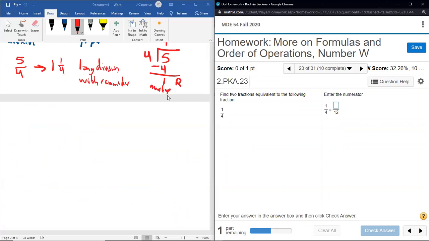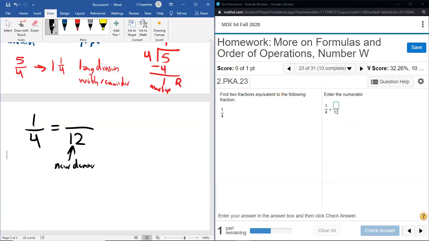Actually, I want to do that in black. When you want to take a fraction like 1/4, maybe you have to get an LCD. You need a common denominator to add or subtract fractions. And you determine that the LCD is 12. So this is your new denominator. We generally like making denominators our LCDs when adding and subtracting.